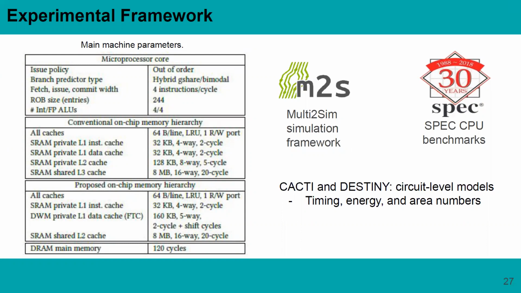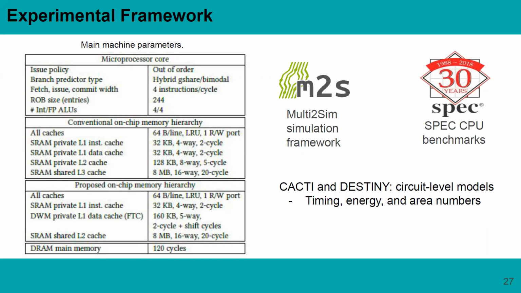This table shows the main machine parameters considered in the experiments. The conventional memory hierarchy consists of 3 SRAM cache levels, that is, private L1 instruction and data caches with 32 kilobyte 4-way each, and a 2-cycle access time, a private L2 cache with 128 kilobyte 8 ways and a 5-cycle access time, and an 8 megabyte 16-way 20-cycle L3 shared among 4 cores.